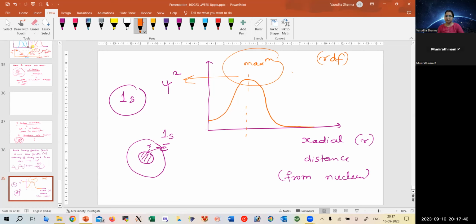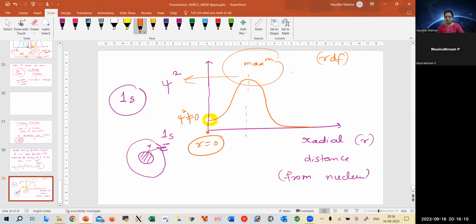Clear, ma'am. Okay. Now, the main point why I have highlighted here, if you see in this particular region, here we have psi square not equal to 0, even when r is equal to 0.